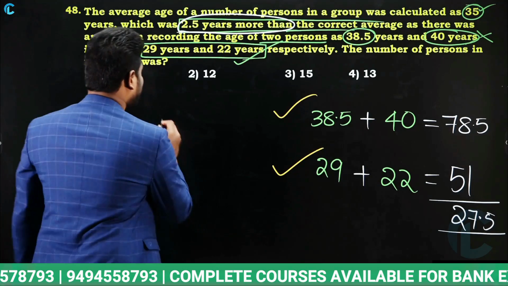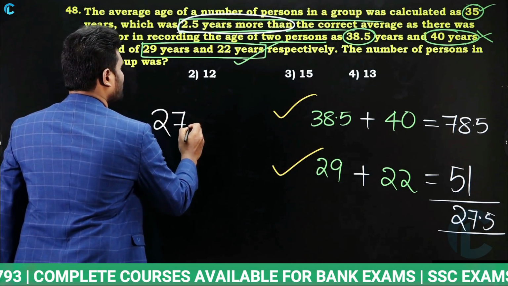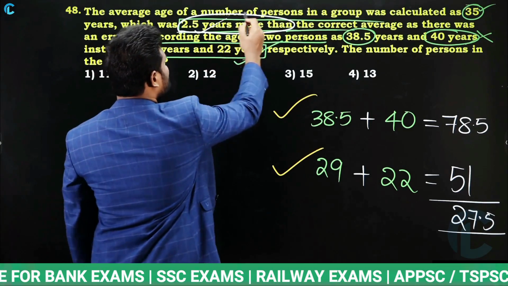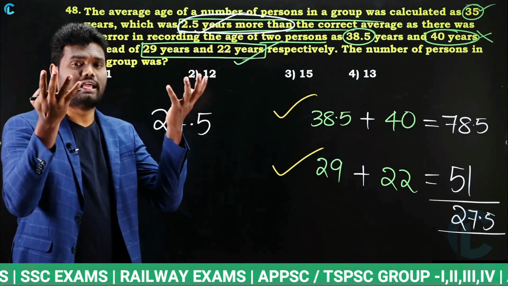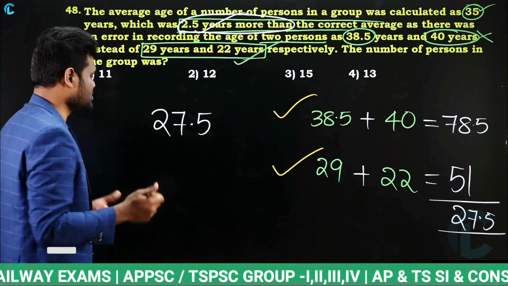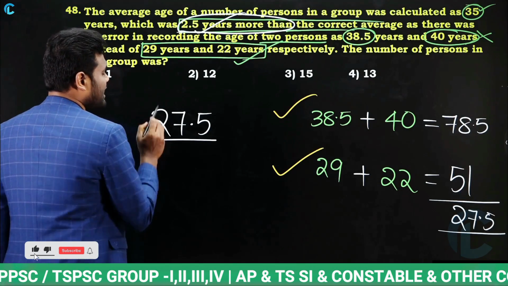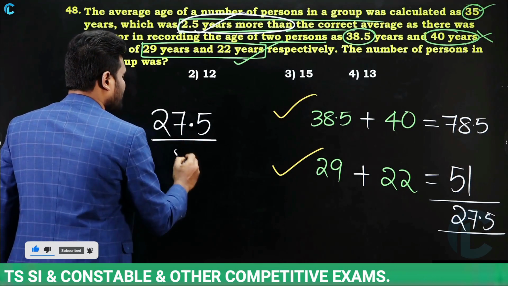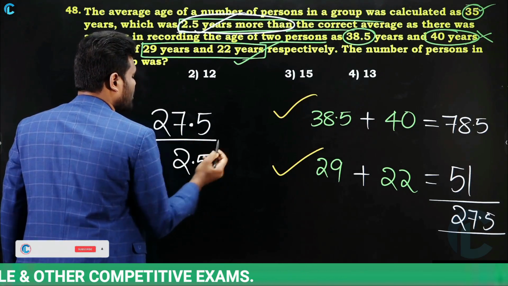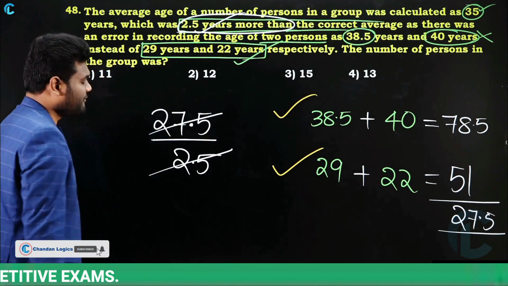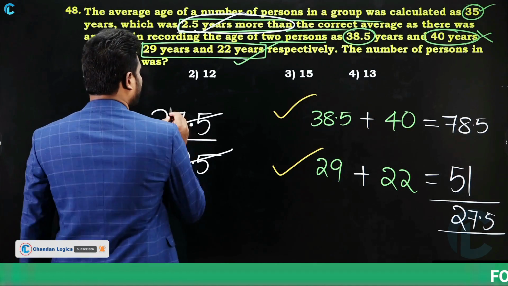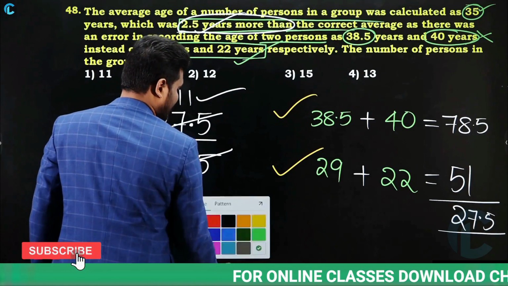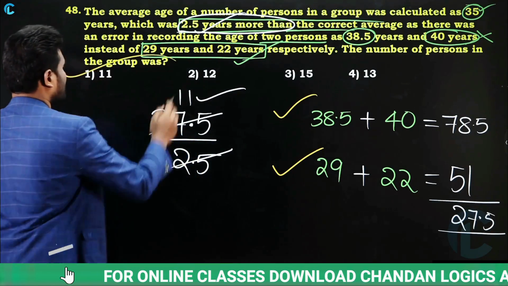So due to this 27.5 difference, now what happened to the average? Average is 2.5 more. Now your question is total number of persons. So to find the total number of persons, due to this 27.5 difference the average became 2.5 more. So calculate this. 2.5 goes into 27.5 how many times? Total 11 times. So we can say that the answer for this question is nothing but 11.